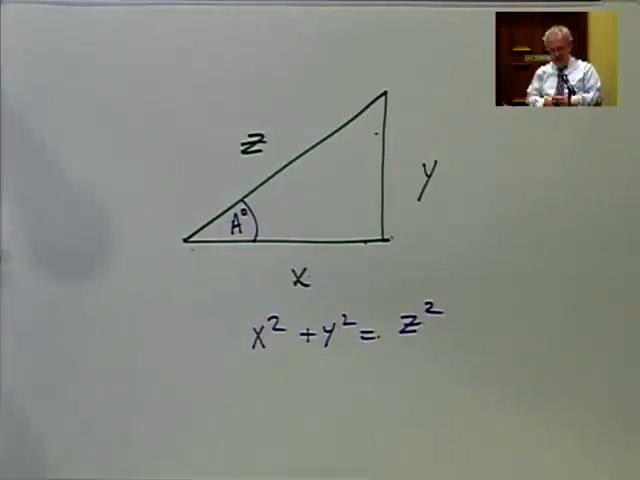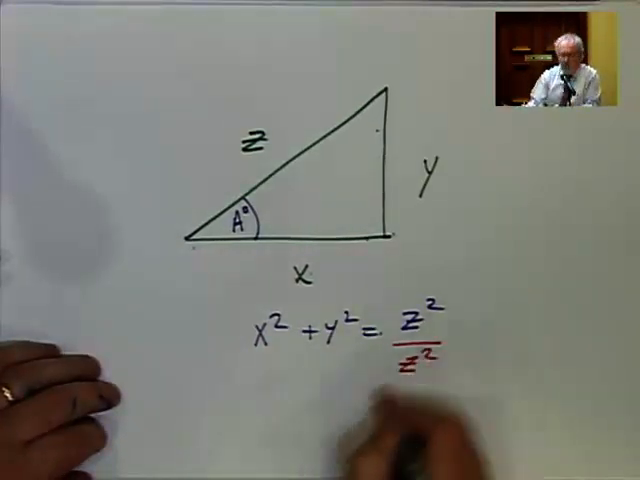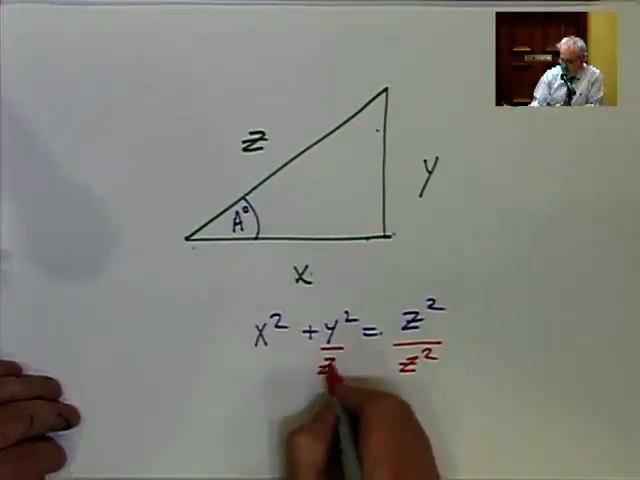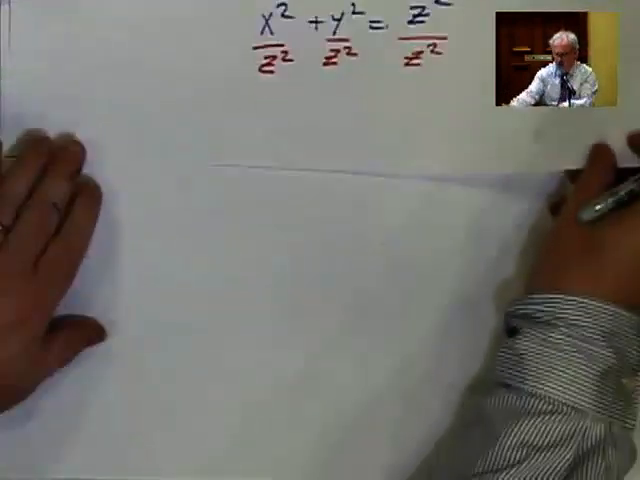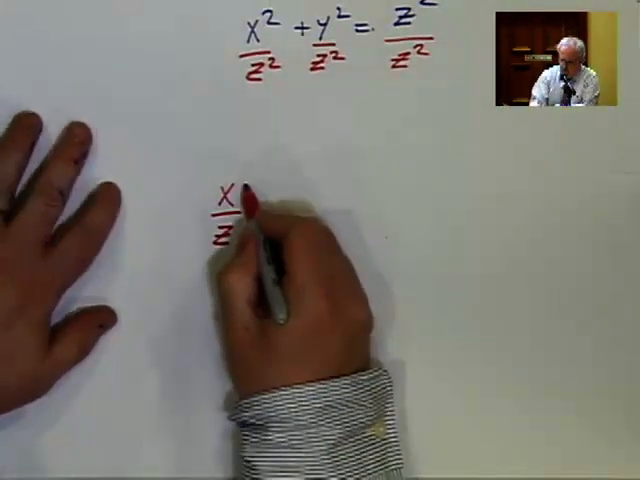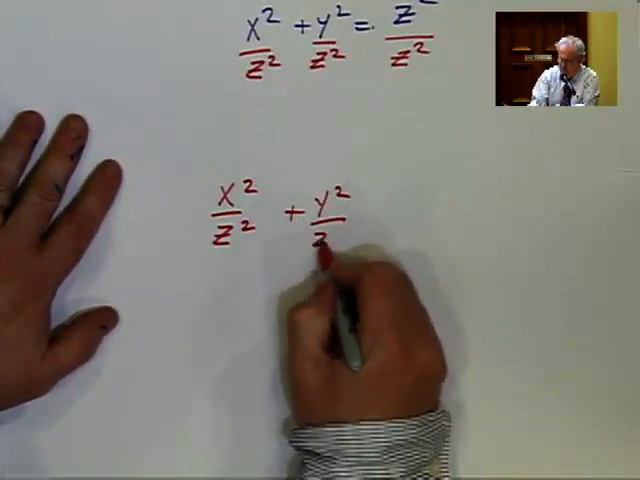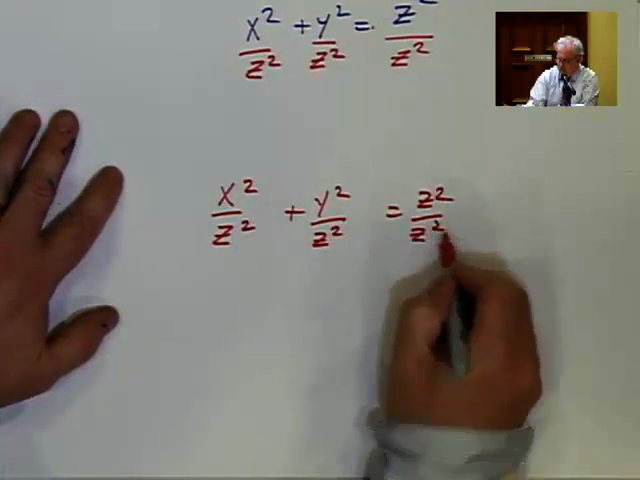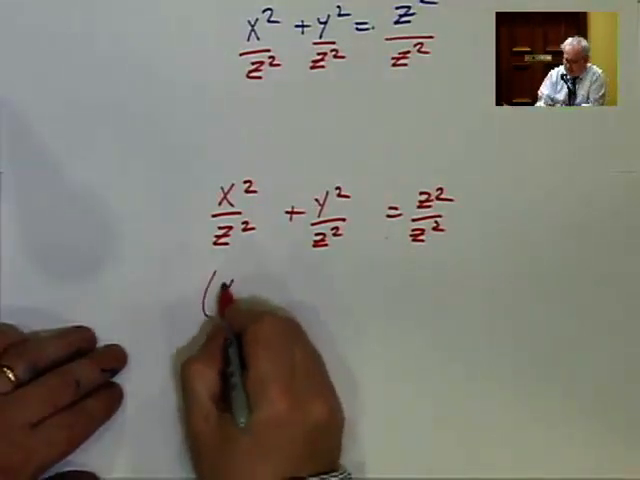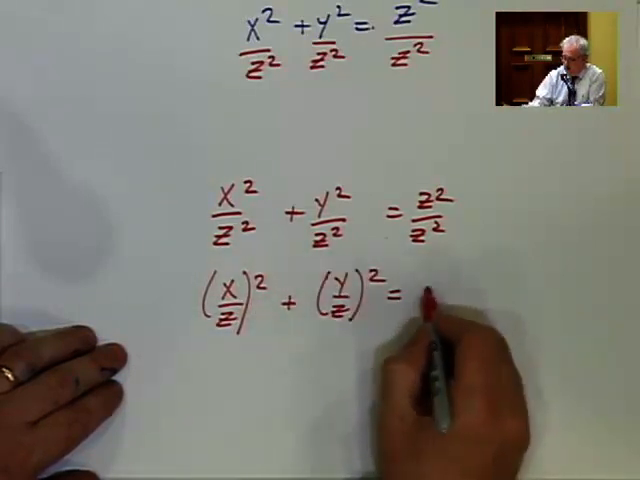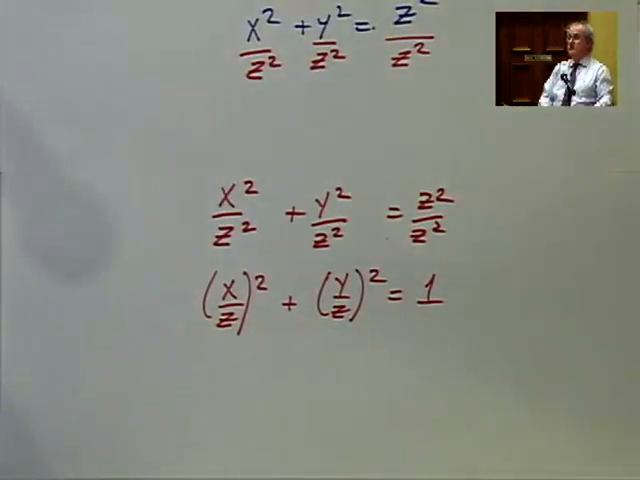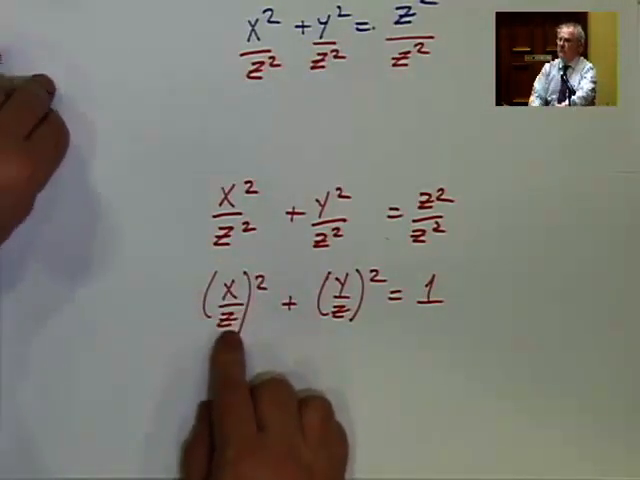Let's say I didn't like z squared here. So I divided this side by z squared. Then I'd have to divide this by z squared and this by z squared, wouldn't I? Now let's look at that. What is that? x squared over z squared plus y squared over z squared is z squared over z squared. Well, I could simplify that. That's really x over z, all squared, plus y over z, all squared, is 1. Isn't that right?